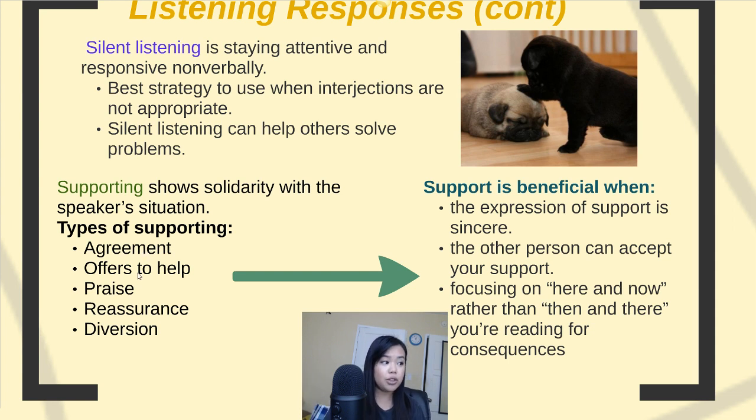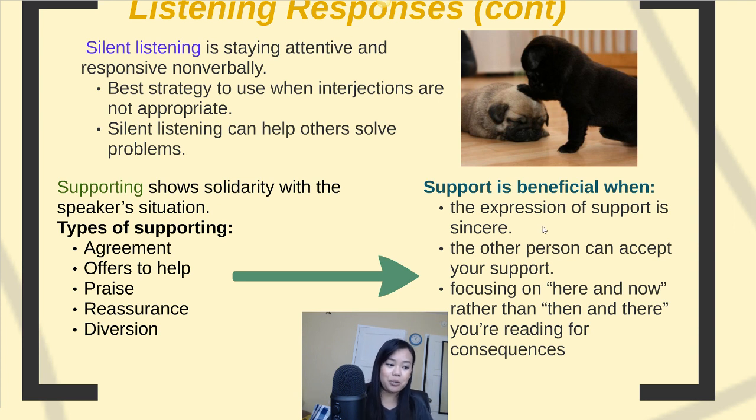Supporting can also go to offering to help them, praising them, reassuring them, or diverting them. Sometimes we need someone to get our minds off things, right? So we'll go to that one person that always can bring us joy or always can distract us from what's happening. And all of these are different forms of support. And these are really beneficial when the support is sincere, right? We want it to be real from someone else.